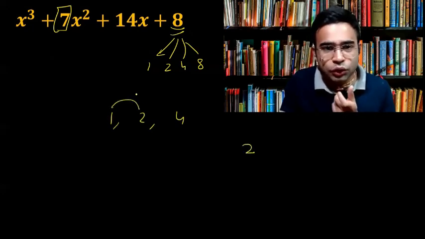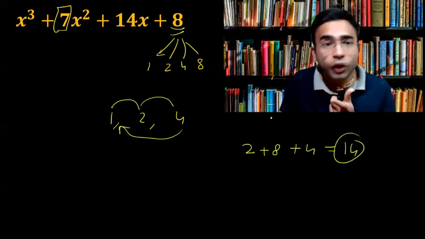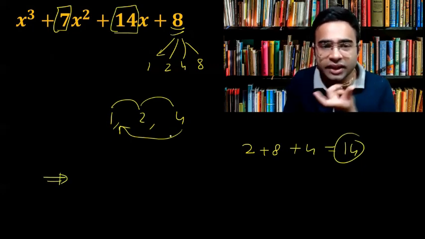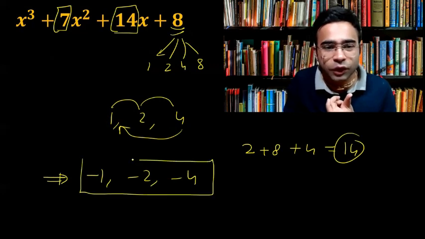1 into 2 is 2. 2 into 4 is 8. 4 into 1 is 4. How much is this? Is it 14? Oh, yes, it's 14. So it's verified. So finally, the answer is, change the sign. -1, -2, -4 are the roots of the equation.